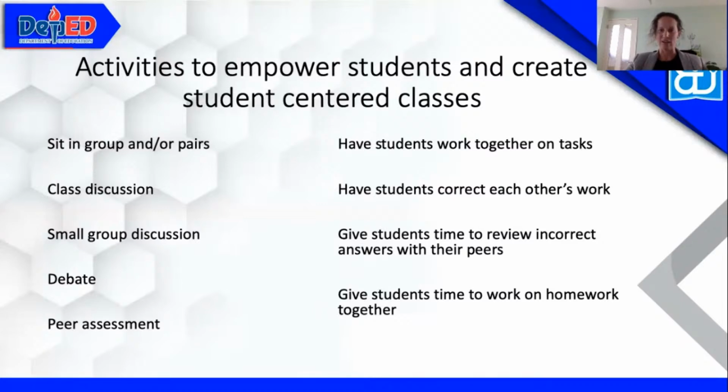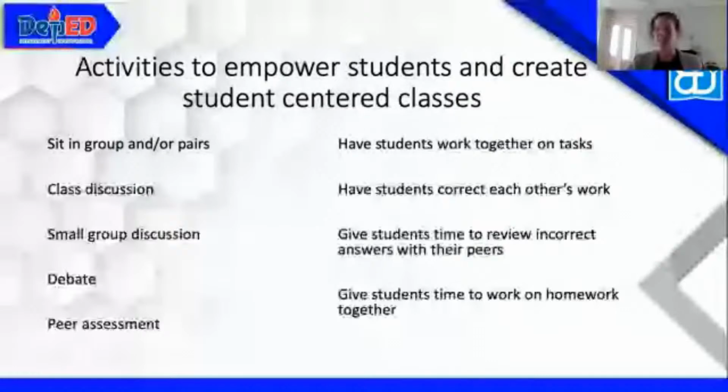Student-centered classes allow your students to sit in groups and pairs. One of the questions that comes up with this is who decides the pairs and who decides the groups? I think you know your situation, you know your classes, you know your students, and should feel that they can. If you know that that's not a good idea, then also be aware and you can make the groups or the pairs.